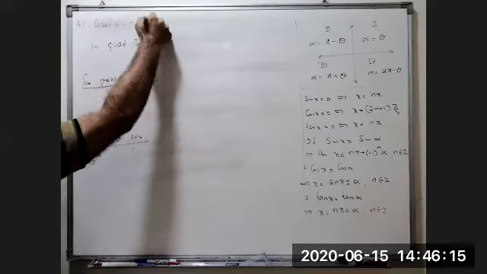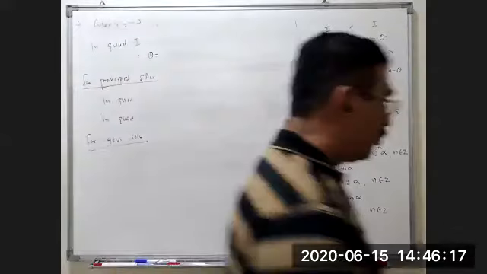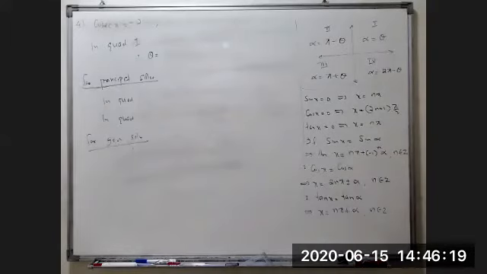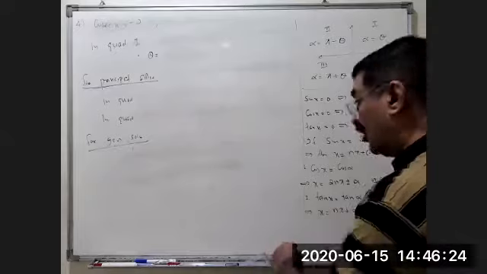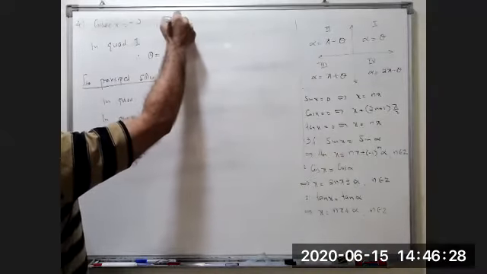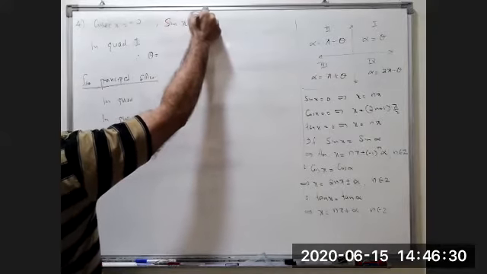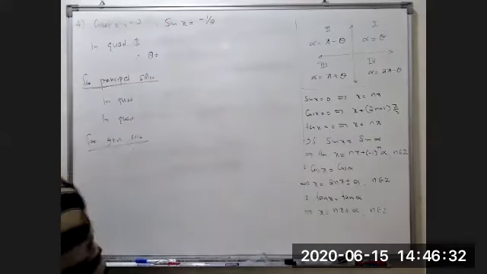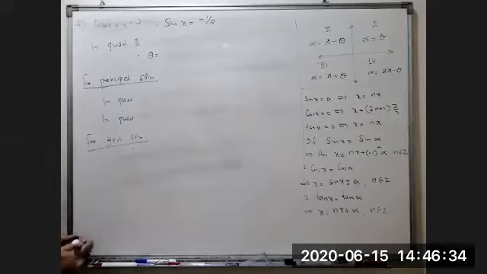Cosec x is -2. Cosec is the reciprocal of sine. So this means sin x is equal to -1 by 2.